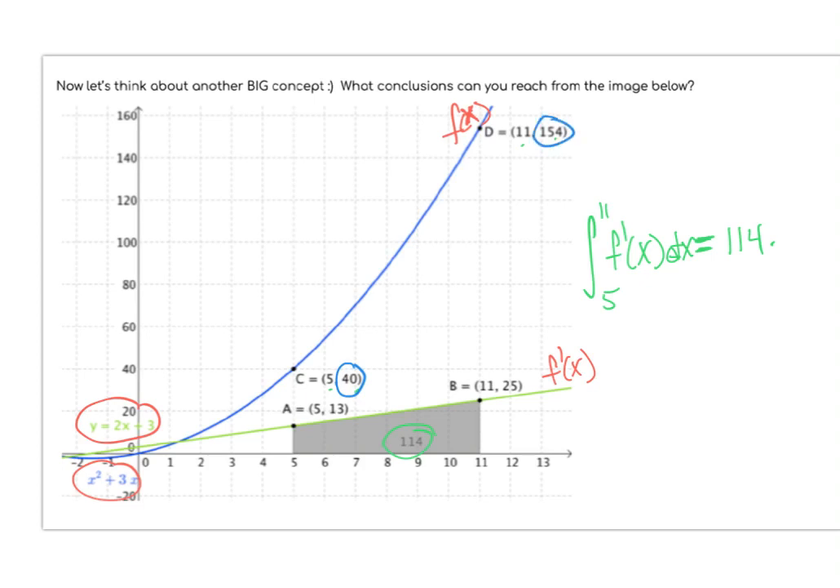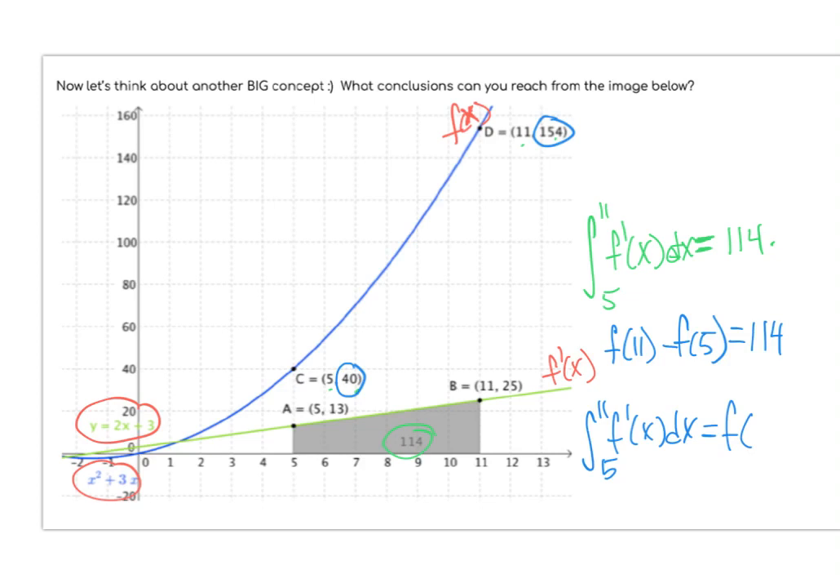The second piece to go with this is that that's connected to some things here. And that's kind of weird because I've got these two numbers, 40 and 154, that just happen to be 114 apart. So if I were to say we're talking about f of 11 minus f of 5, that would also be 114. Using either substitution or the transitive property, we can make a kind of weird statement that the integral from 5 to 11 of f prime of x dx is equal to f of 11 minus f of 5.